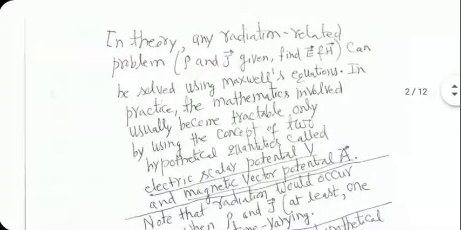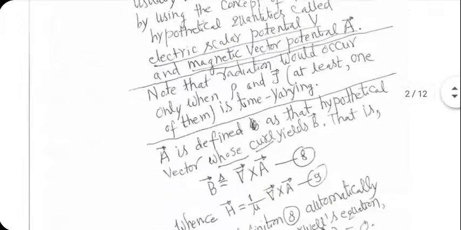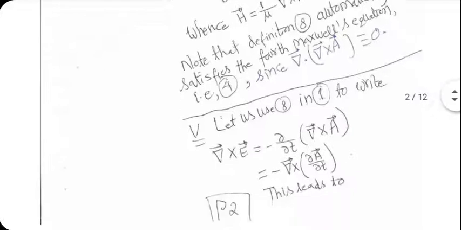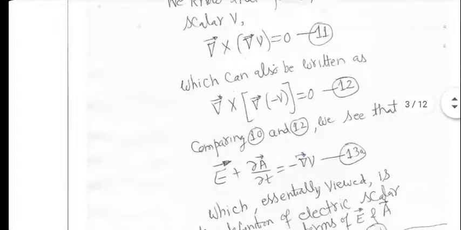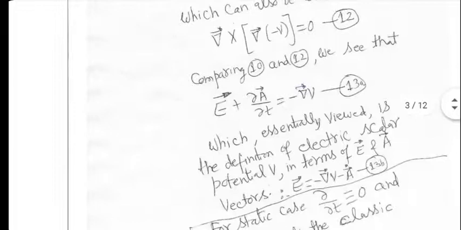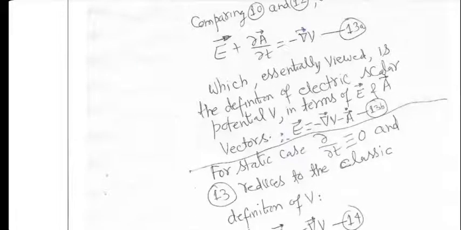At the end of the previous lecture, I had shown you that B is defined as del cross A, which means H is 1 upon mu del cross A. Then I substituted this definition back into Maxwell's equations, at least one of them, and figured out another definition involving the other potential V. That definition was E equal to minus del V minus A dot. Dot means time derivative.